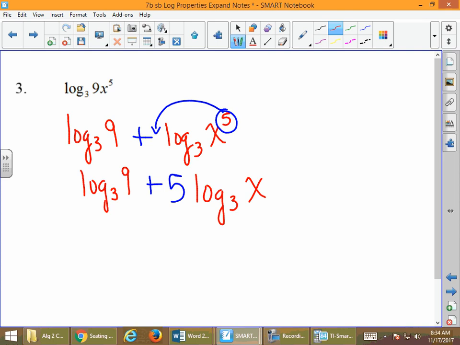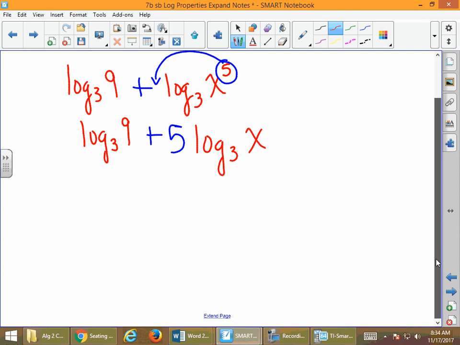But there's one more step on this problem, and that is we can figure out what the log base 3 of 9 equals. Because we know the base, we know the number. We could rewrite this: 3 to what power equals 9? Well, most of us know that 3 squared equals 9. So log base 3 of 9 is the same thing as 2. And then we've got our plus 5 log base 3 of x.